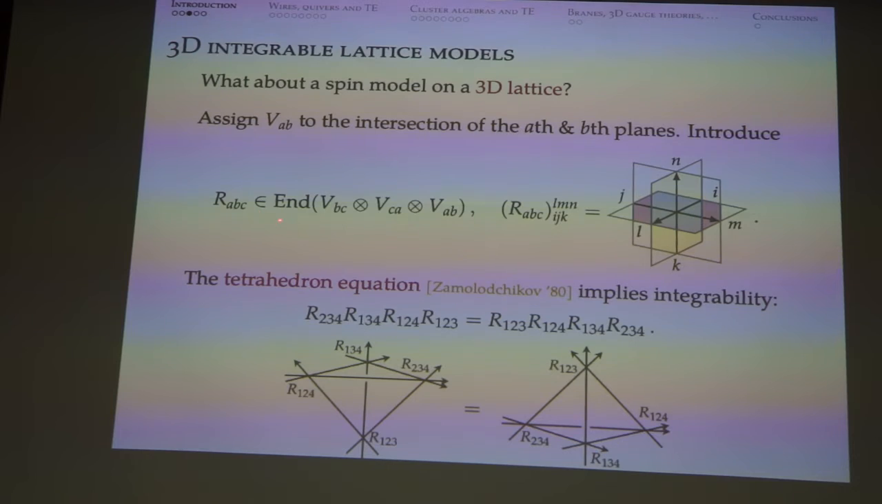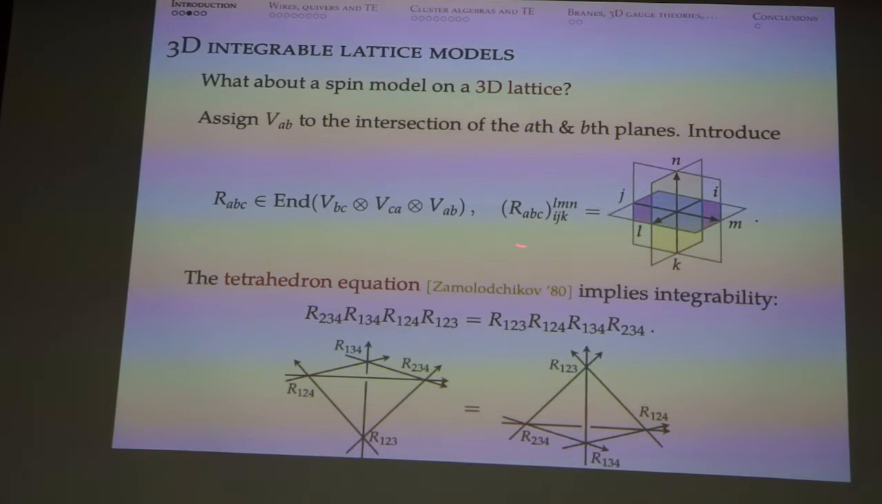Now in R_ABC, A, B, C are indices, labels for these planes. All right, R_ABC is some operator which is assigned to this intersection of three planes, plane A, plane B, and plane C. It's now an endomorphism of V_BC tensor V_CA tensor V_AB. For example, V_AB is a vector space which you would like to assign to the intersection of plane A and plane B, okay, and so on. So you can define something similar to the two-dimensional case. So some people call it the 3D R matrix.